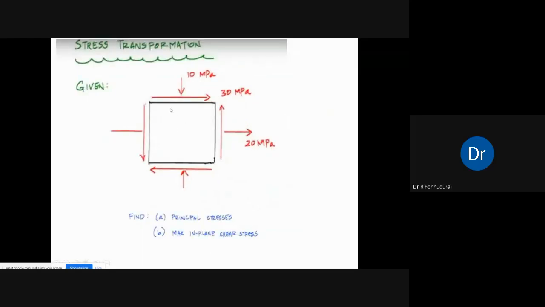You've been given a rectangular stress element in which you've been given sigma x, sigma y and tau xy. You're asked to calculate the principal stresses and the maximum shear stress also. The angle is not given. The formula is concerned only with the maximum and minimum principal stresses and the maximum shear stress. There is no angle of rotation involved here. So how to solve? The formula is known to you.